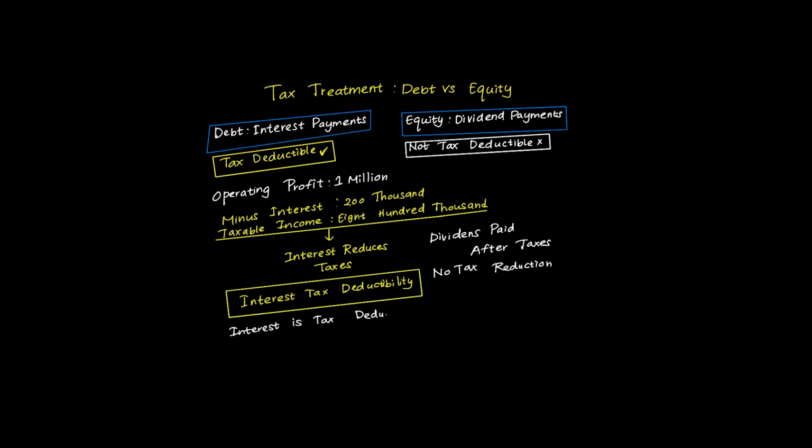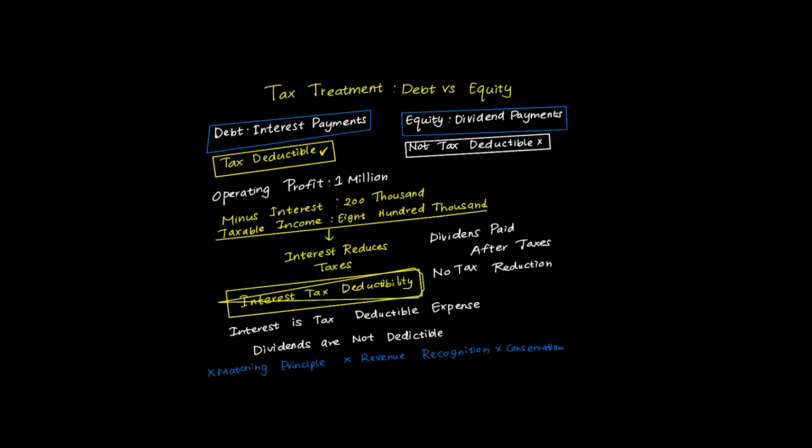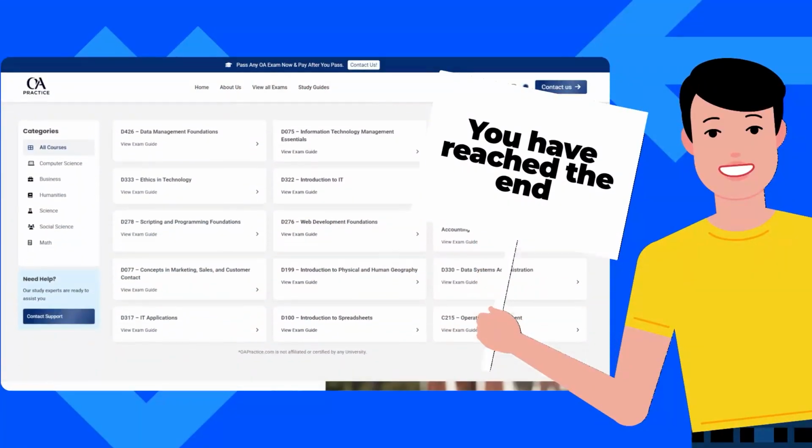This isn't the matching principle, which is about timing expenses with revenues. It's not about revenue recognition, which determines when sales are recorded. And it's not the conservatism principle, which guides cautious reporting. Interest tax deductibility is the specific accounting and tax treatment that makes debt financing attractive by providing tax benefits that equity financing doesn't offer. You have reached the end of our first question set.